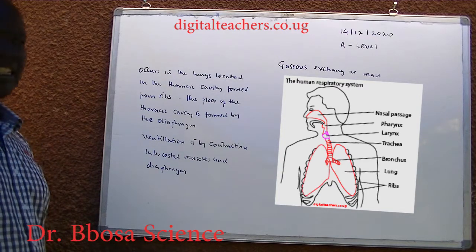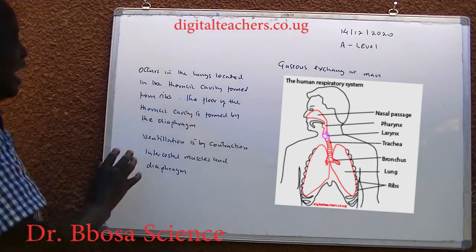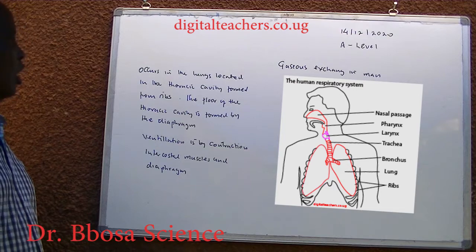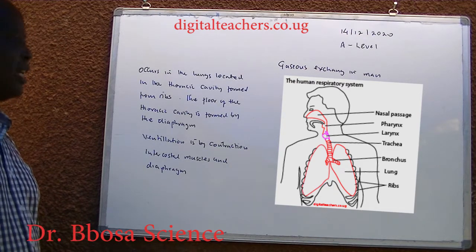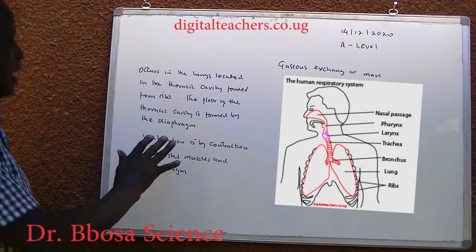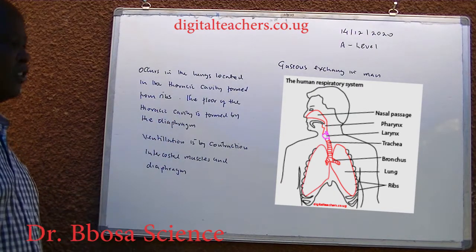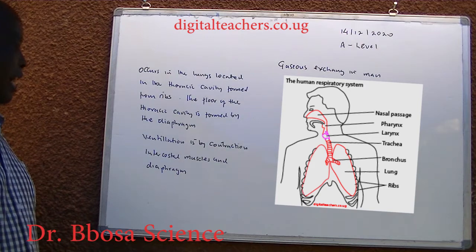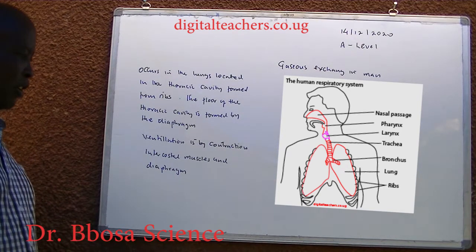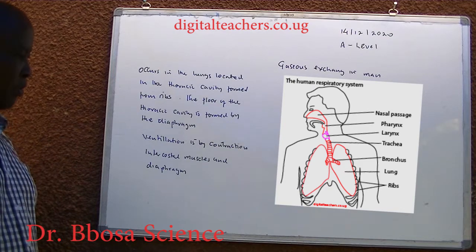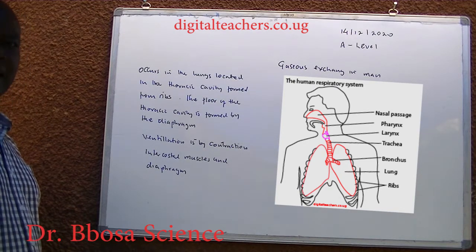Gaseous exchange in man occurs in the lungs located in the thoracic cavity formed by ribs. The floor of the thoracic cavity is formed by the diaphragm. Ventilation is by contraction of intercostal muscles and diaphragm.